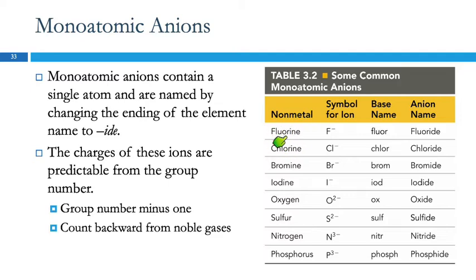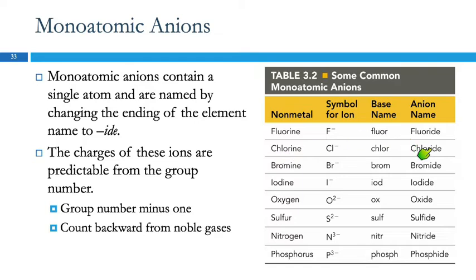So I think of the nonmetals as being feminine. So this is like the woman in the marriage. They're getting married when they make a compound. And so she changes the end of her name. She only has one name. She doesn't have a first and a last name. So she just changes the end of her name. So fluorine becomes fluoride.